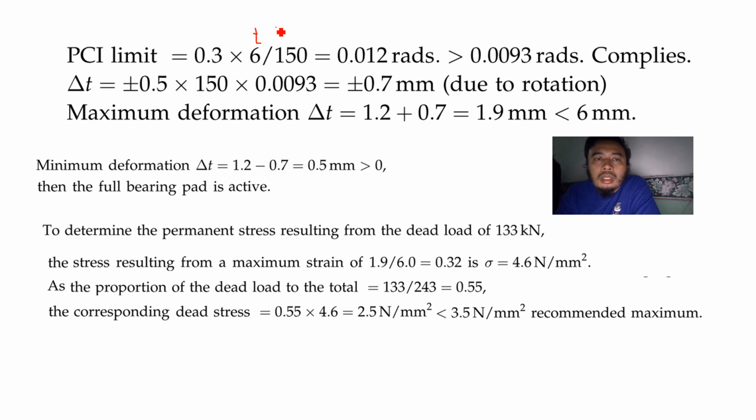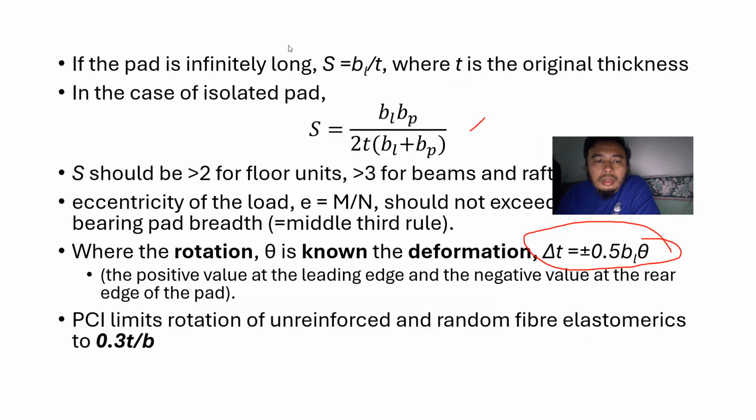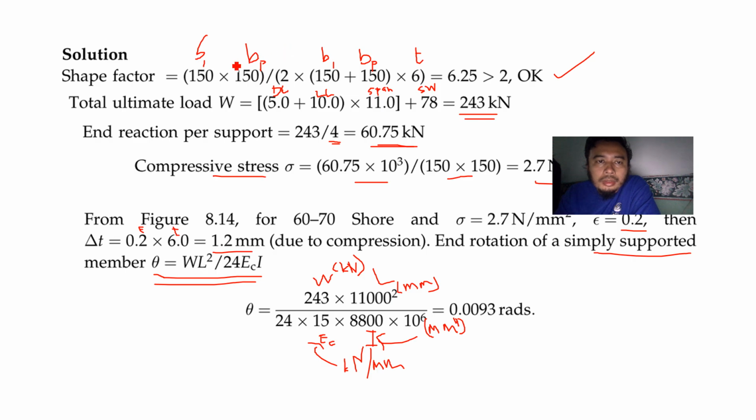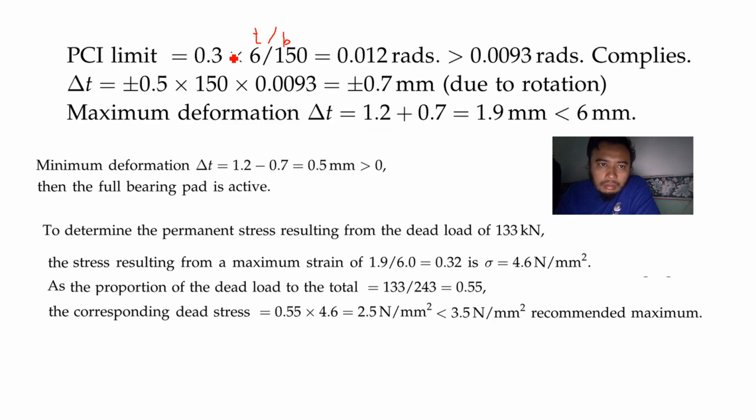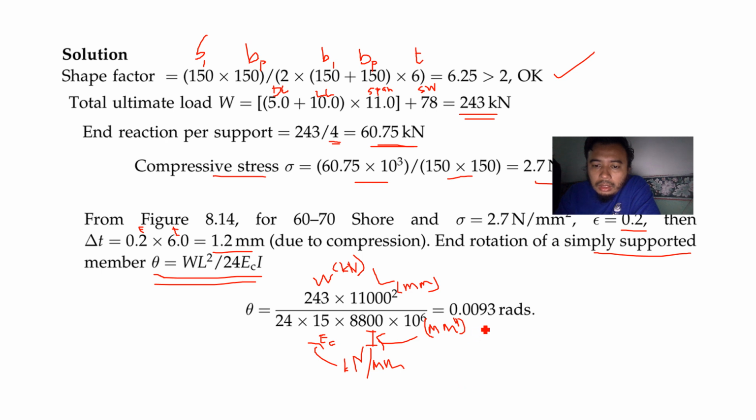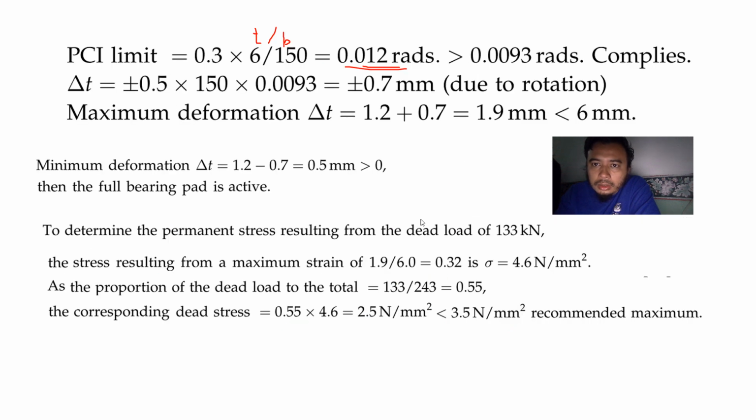divided by BP divided by B. So maximum rotation will be 0.012 radians. Currently you're calculating it is 0.093 radians, so it is okay, complies. If not, you will need to change your joints to become a moment resisting joint.